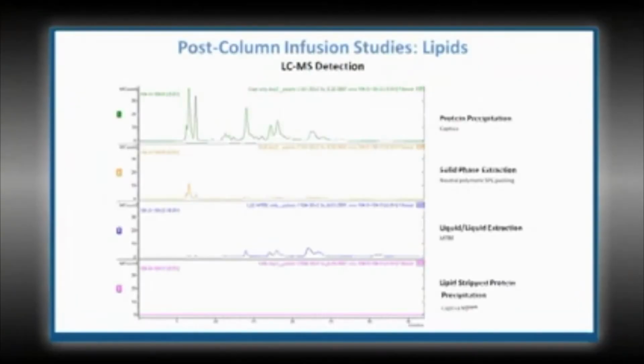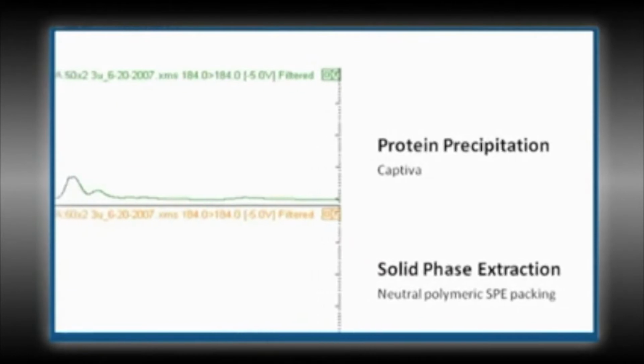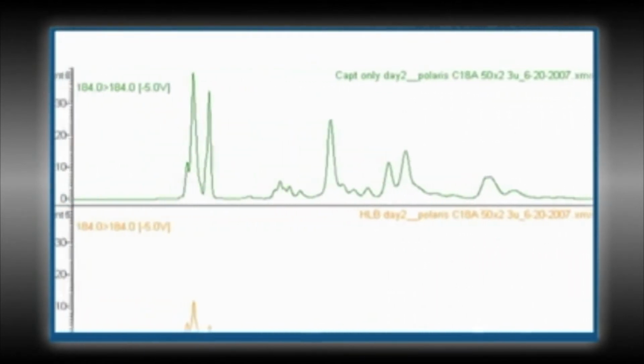Let's talk about ion suppression and what it can do to the MS results. Ion suppression is a type of matrix effect when there are compounds in the sample that inhibit response. See on screen some examples of the post-column infusion studies for lipids. See at the top here what the lipid profile would look like with a typical protein precipitation method, such as our regular Captiva ND plates.